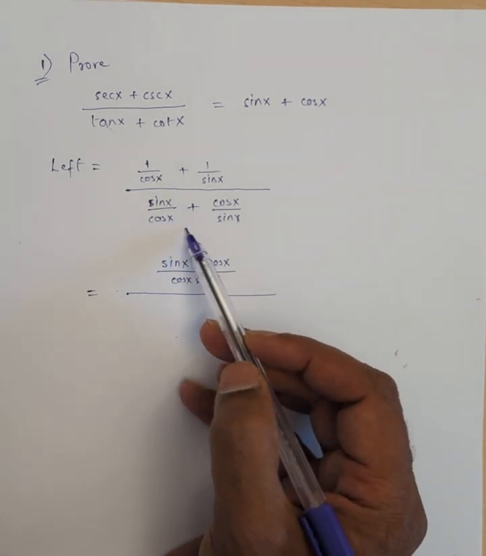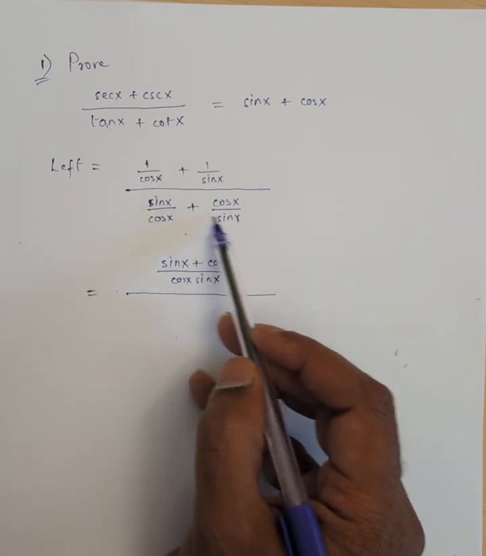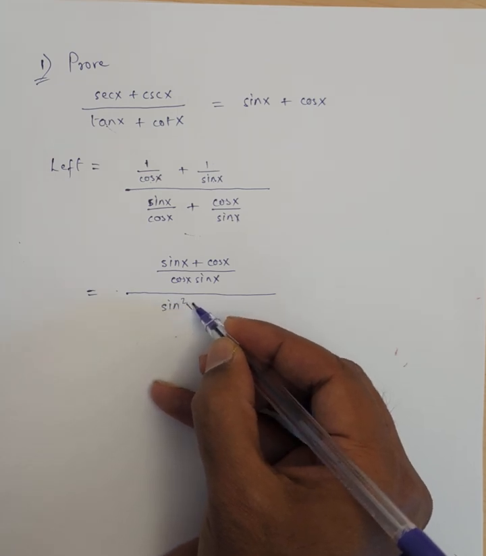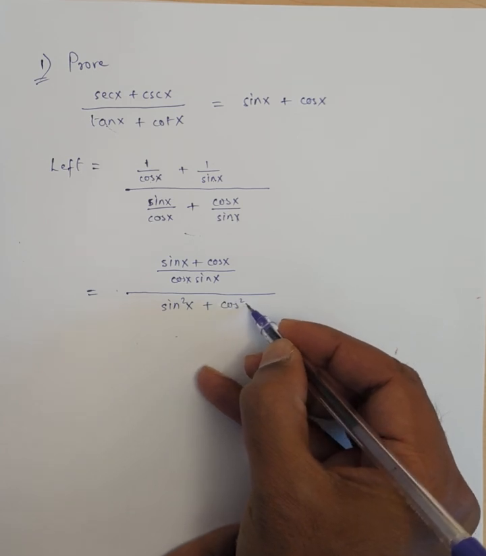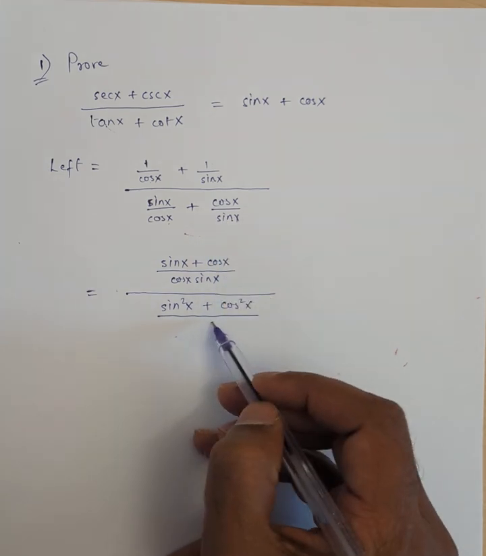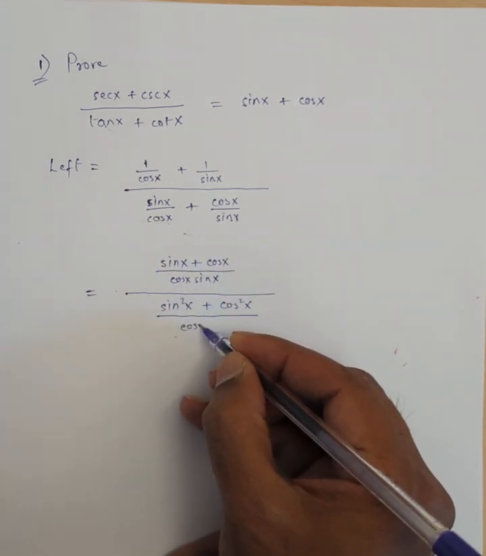Similarly, in the denominator, I again have to combine these two fractions. So I'm going to cross multiply. Sin x times sin x is sin square x plus cos x times cos x is cos square x. And then divide by, how do I write the denominator? I simply multiply the denominators. Cos x sin x.